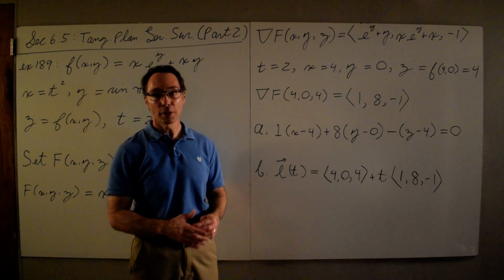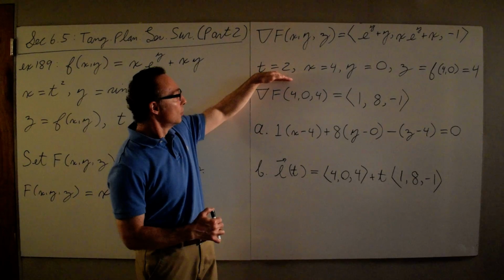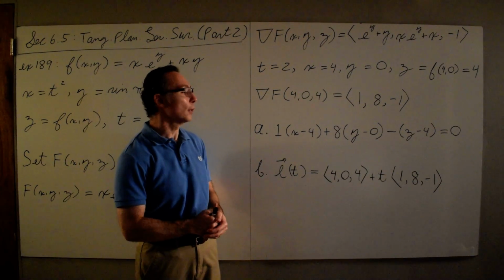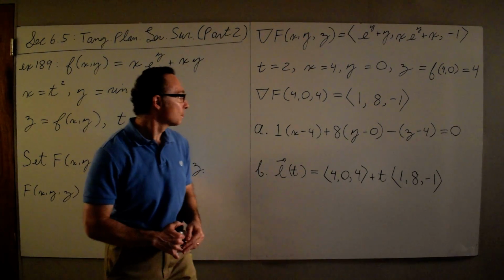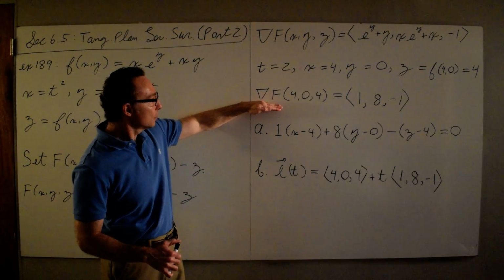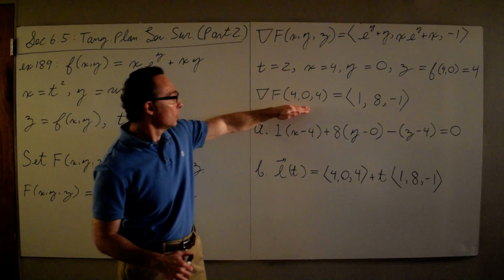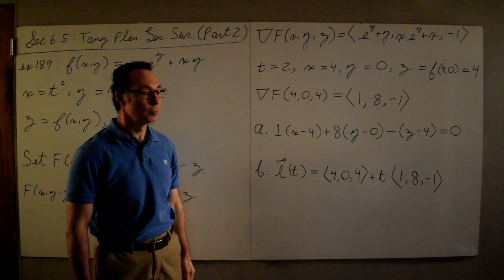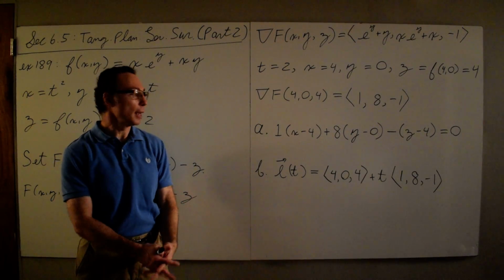So we use the value t equal to 2 to calculate x and y, then we use the values of x and y to calculate z. So the gradient of F at the point 4, 0, 4 is 1, 8, negative 1. So now we can answer parts A and B.